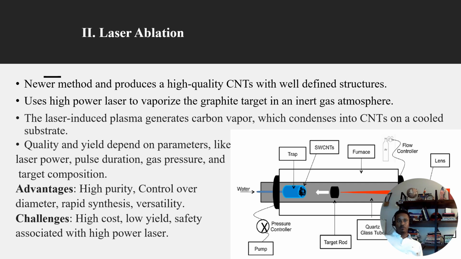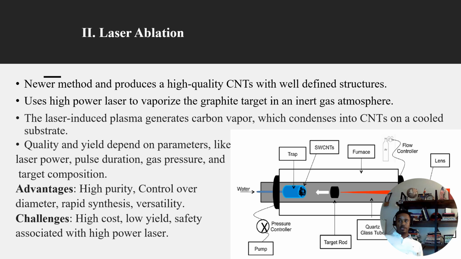We have a vacuum chamber, and we have a laser source and lens, which help us to direct the laser to this graphite. And as the plasma cools, the carbon atoms recombine to form carbon nanotubes. We have water here, which helps as a coolant. So the inert gas helps to carry the carbon vapor and cool the system. The laser-induced plasma generates carbon vapor, which condenses into carbon nanotubes on a cooled substrate. This is the resulting carbon nanotubes.